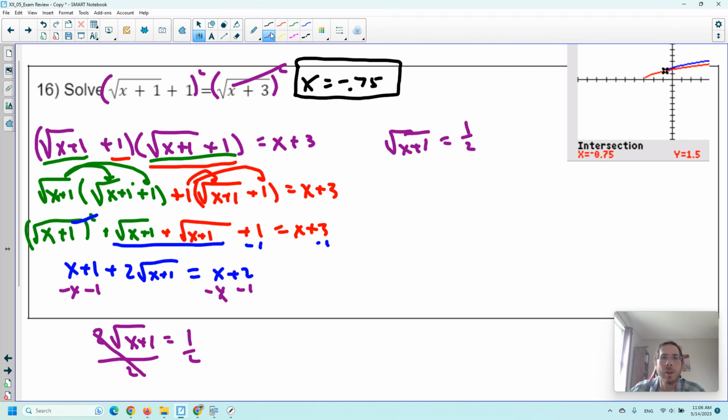And the reason I wanted to come all the way back up here is because look what I'm going to do next. I'm going to square both sides again. I just have to repeat what I did the first time. So square root and squared would cancel out. So I get x plus 1. 1/2 squared is 1/4 because 1 times 1 is 1, 2 times 2 is 4. All right, minus 1 both sides. So I get x equals negative 3/4.